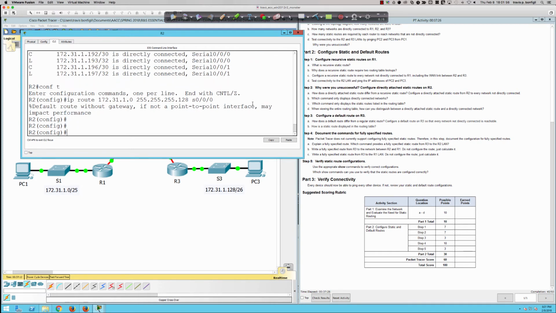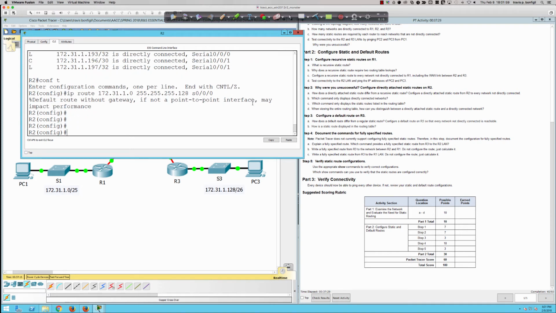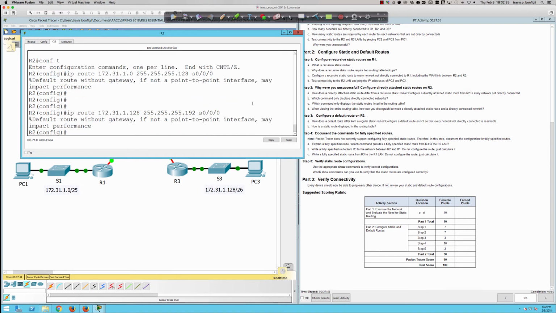Okay. So we're on router 2, we're in global config, we did the first statement, now let's put our next statement in here. We need to get to 172.31.1.128, and the subnet mask, we already did this one, is 192. Remember, 128 plus 64, because we're borrowing 2 bits out of that 4th octet, is going to be 192. And then again, directly connected, out the serial interface, and on cue, we get the point-to-point interface performance impact warning, but it's not a concern. These are point-to-point interfaces, so no big deal.